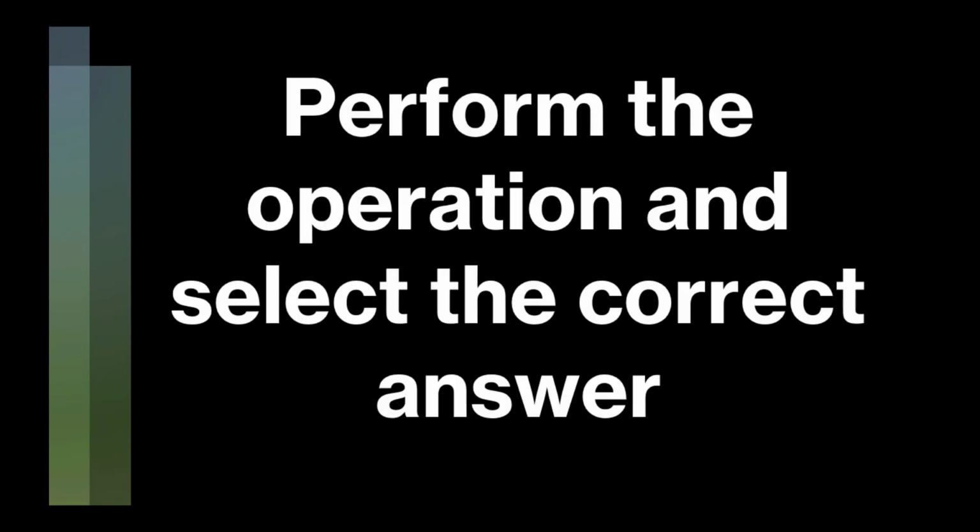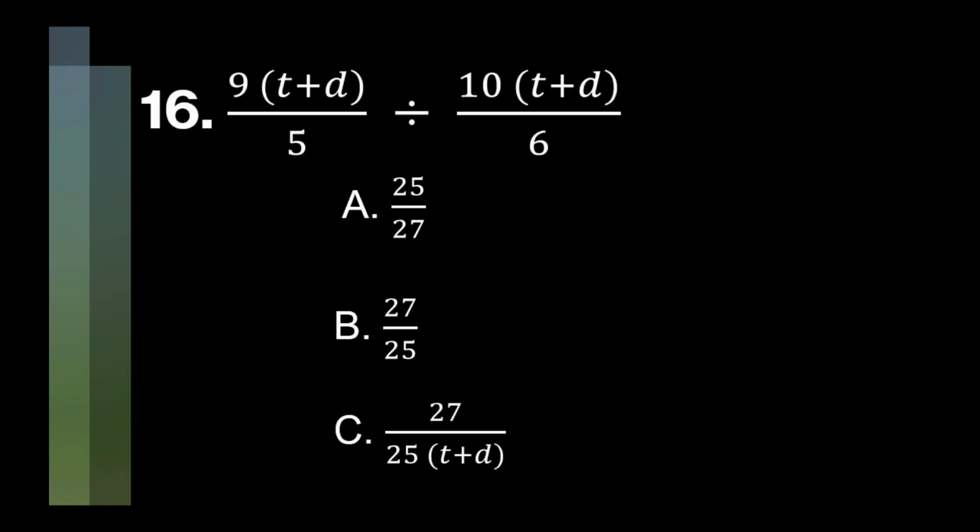Okay, for the last 5 items, perform the operation and select the correct answer. Number 16. 9 multiplied by t plus d all over 5, divided by 10 multiplied by t plus d all over 6. Is it A, 25 over 27? B, 27 over 25? Or C, 27 all over 25 times t plus d?